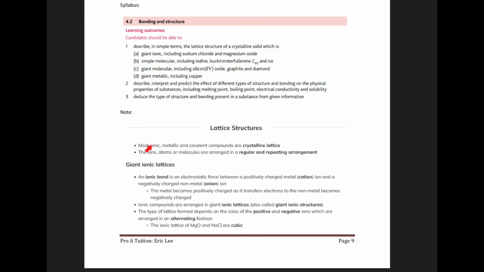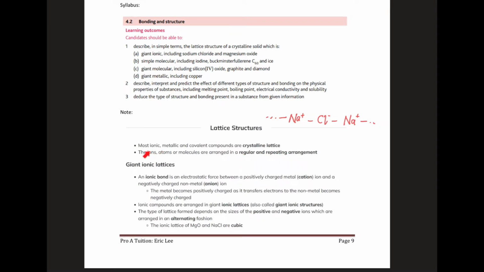So for example, like ionic, right? Let's say we have Na+, followed by Cl-, connected to Na+, and so on. So it connects in all directions, left, right, up, down. So they form a crystalline lattice. The ions, atoms, or molecules are arranged in a regular and repeating arrangement. Okay, so that is the meaning of lattice. So it is a regular and repeating arrangement.